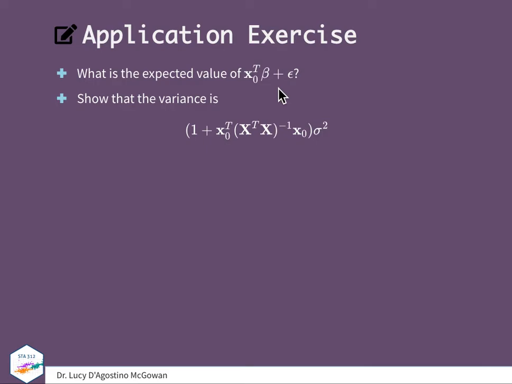And then I want you to take the variance of this thing that you just calculated an expected value for, and I need you to show that it's this quantity right here: 1 plus x naught transpose times (X transpose X) inverse times x naught, that whole quantity times sigma squared. Once you've shown the expected value, I want you to then calculate the variance, and this is the final answer that you should come to. Show all of those steps in your application exercise, and of course we'll walk through them in the next class.